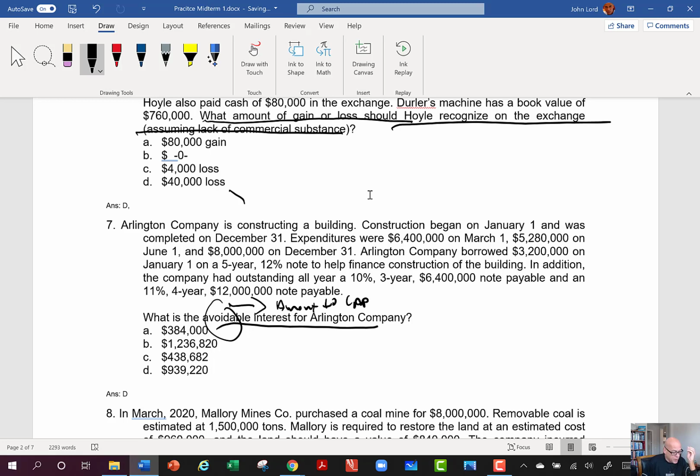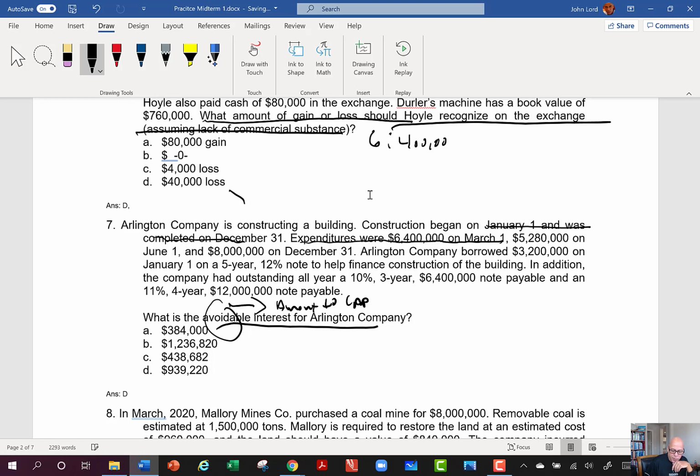Now, the first thing I want to do is figure out what my weighted average of accumulated expenditures is here. They tell me that Arlington Company is constructing a building. Construction began January 1st and was completed on December 31st. Expenditures were $6,400,000 on March 1st. So I know I have to pick that up.